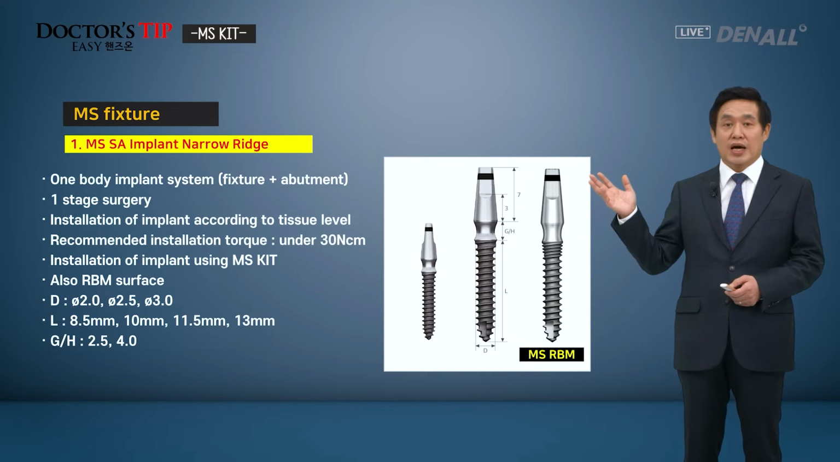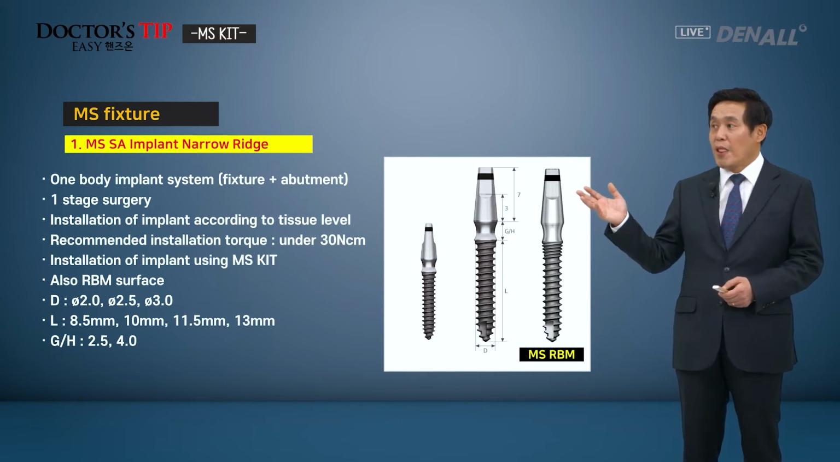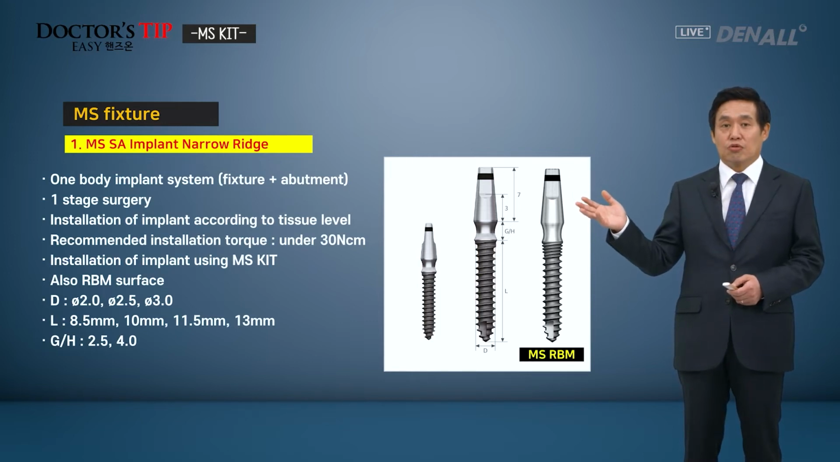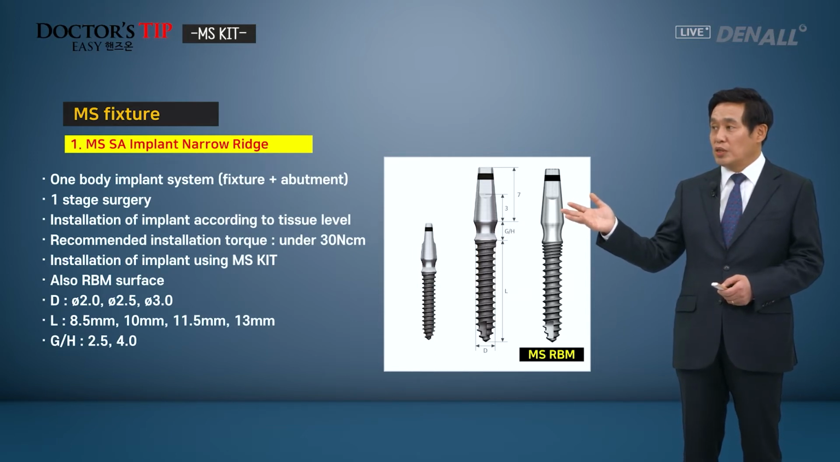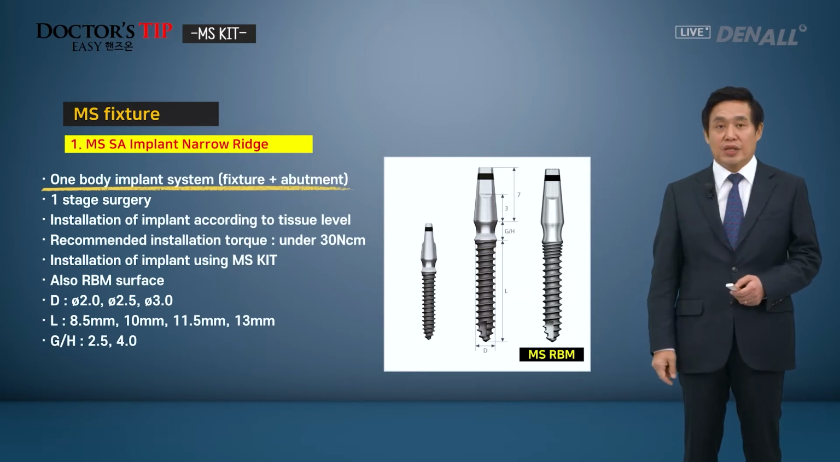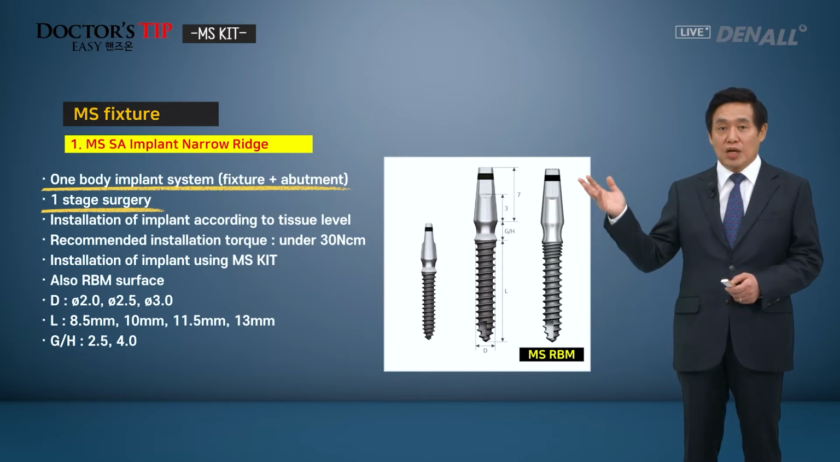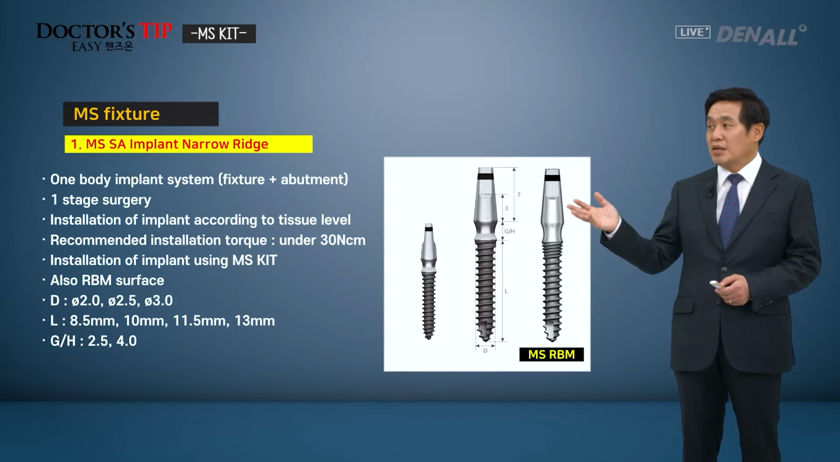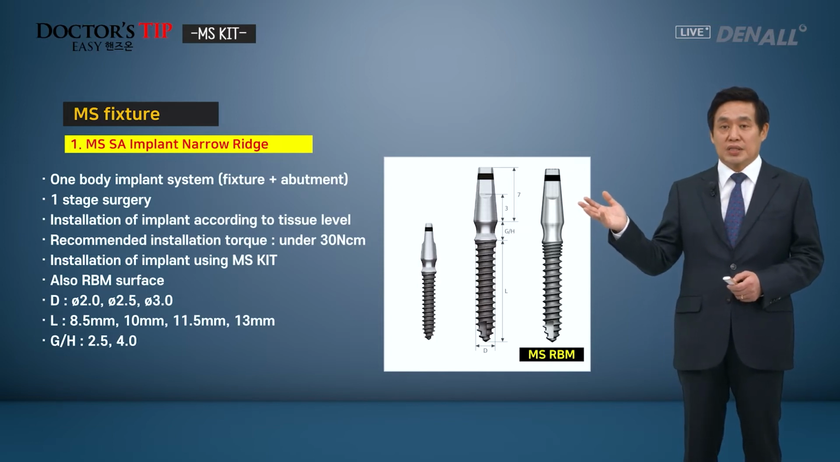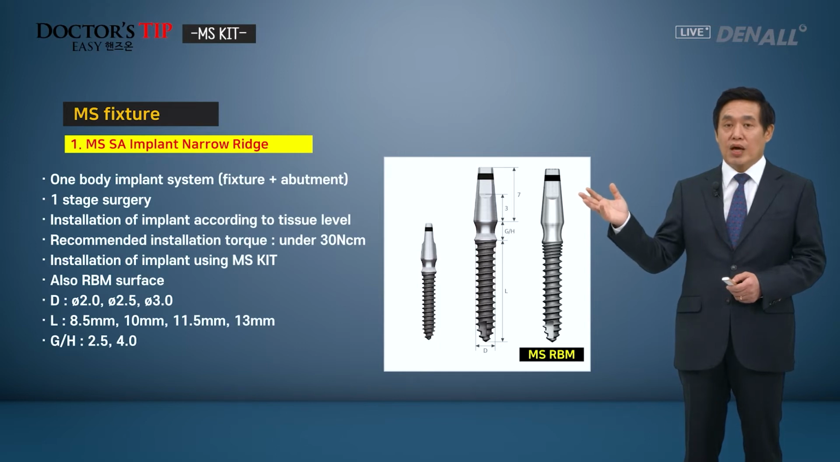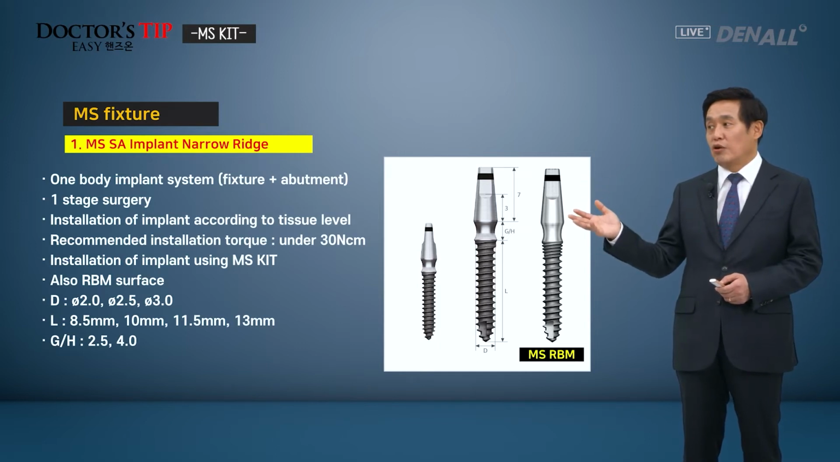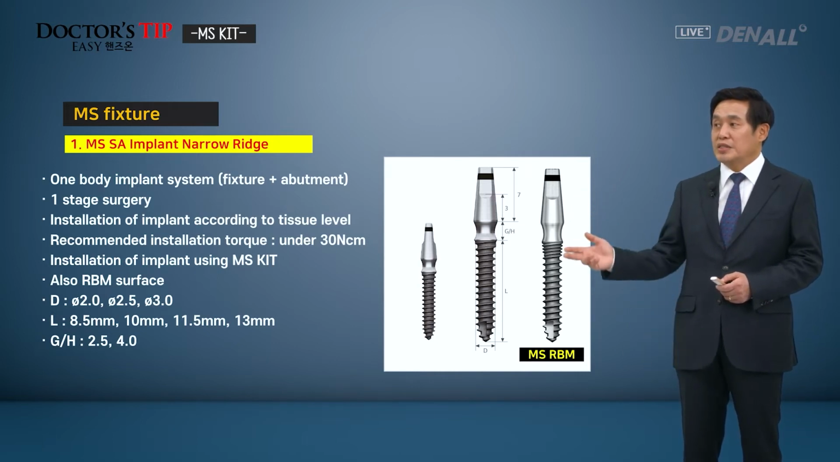And for MS fixture, what are the characteristics? Of the MS implant fixture, the narrow implant has SA surface, like TSA. And fixture and abutment are connected as one body. It's a one body implant system. So one stage surgery is possible, and you put it in at the tissue level, and the recommended torque is about 30 Newton. Because it's a one body system, because of the temporary prosthesis, if you push too much torque, it could become a problem. So you have to be cautious not to do that.